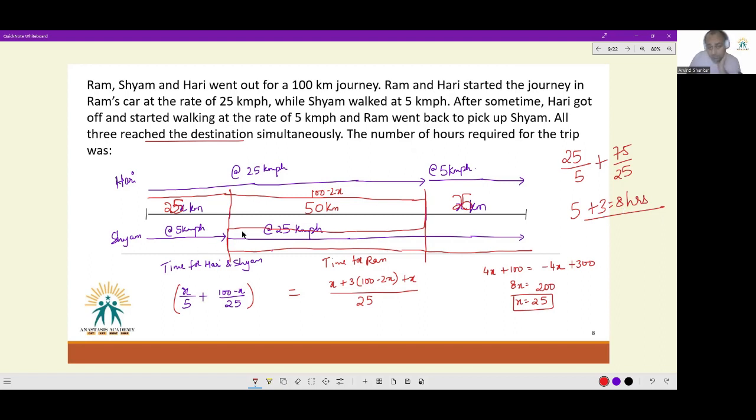Ram's version would be: how much distance has he traveled? 75 distance at the rate of 25, so 3 hours. Then 50 distance at the rate of 25, so 2 hours. Then 75 distance at the rate of 25, so 3 hours. He will also take 8 hours. The answer to the question will be 8. Okay, 8th question, answer is 8.